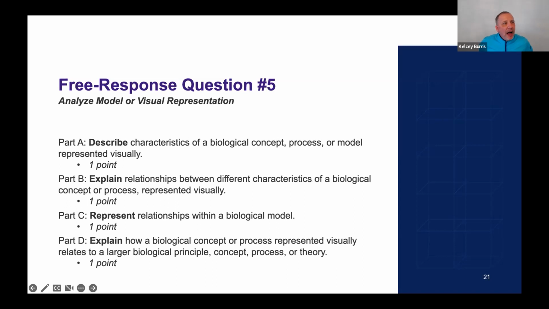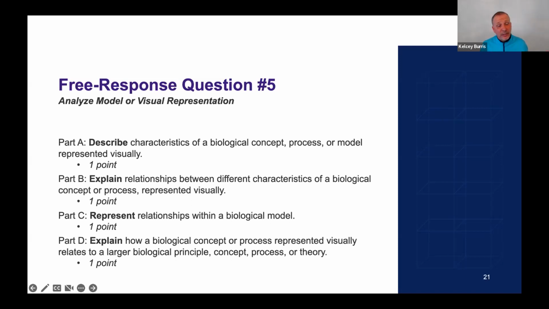Question number 5, analyze a model and/or visual representation, is again another 4-point question, which you shouldn't spend more than 10 minutes on. It's going to present a description of an authentic scenario, accompanied by some visual model or representation. It might be a pedigree, it might be a picture of a cell, it might be all sorts of things, okay? And you're going to describe the characteristic, part A.